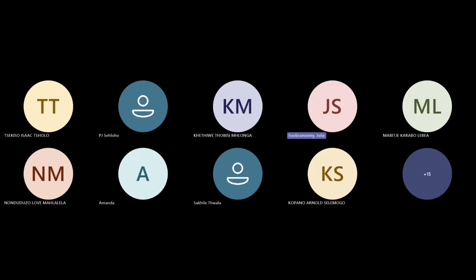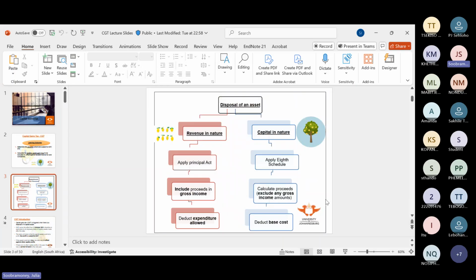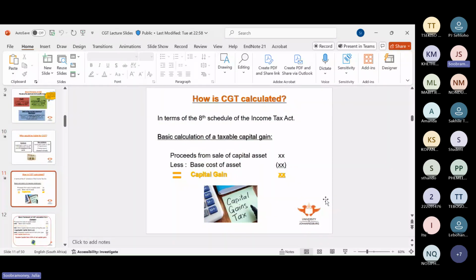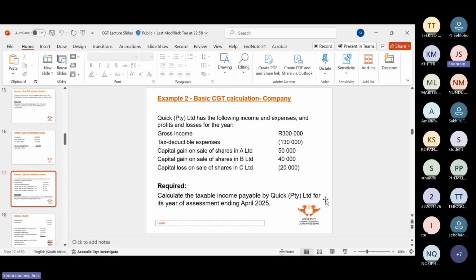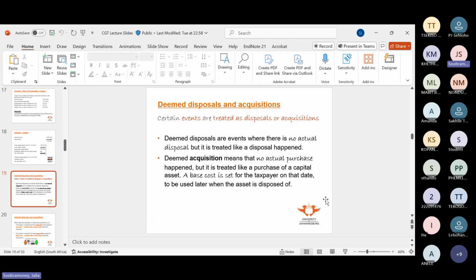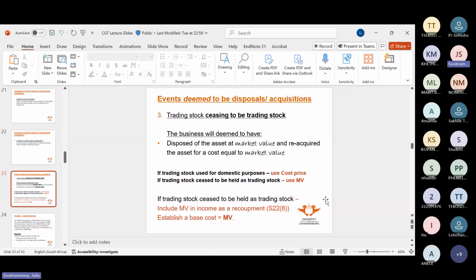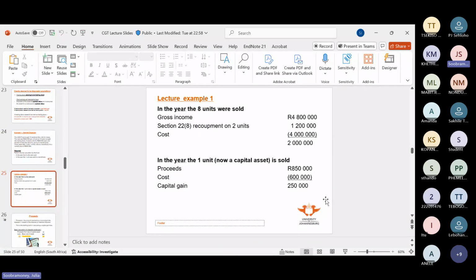Just getting back to the CGT. On Monday, we dealt with the basics of CGT as well as what is proceeds. So in general, how do we calculate CGT? What is the general calculation that we use?